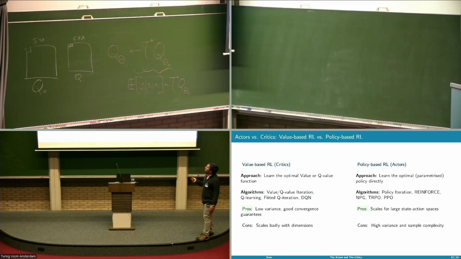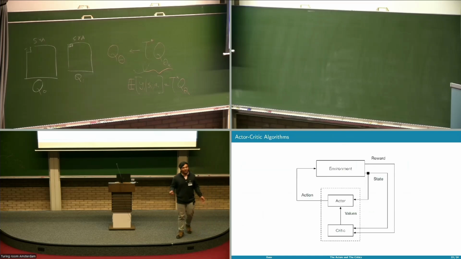In one case, you learn the optimal value or Q-value function. You design all these algorithms. In another case, you learn the optimal parameterized policy, and you design all these algorithms that you have seen. The pros of the value-based method: it has low variance, good convergence guarantee, but often it scales pretty badly with the very high dimensional data that we want to go for. And on this side, it scales for large state action spaces, continuous states, continuous actions. But the con is high variance and sample complexity. So the whole idea that people came up with next: why not use the two together? So basically, at every point of time, we are still in generalized policy iteration.